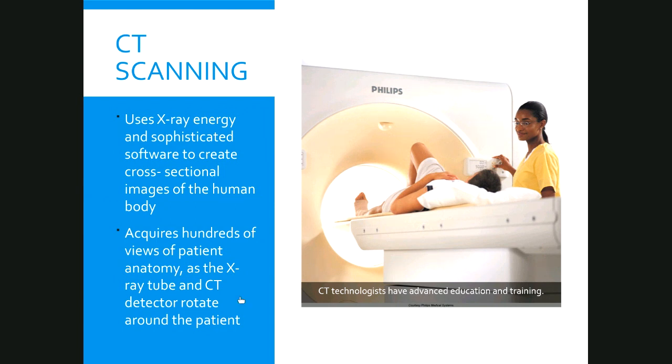And what it does, you can see here, it says it gets hundreds of views of the patient's anatomy as the X-ray tube and the CT detector rotate around the patient. So the patient is on this table. It slides into what's called a gantry, and they slide the patient in to whatever part they're imaging. Maybe they're imaging the foot or the leg. They could image the thorax or the head. Whatever they image, they slide the table in as far as they need to, and then the machine takes those sectional images, and then it's recreated on the computer screen for the technologist.